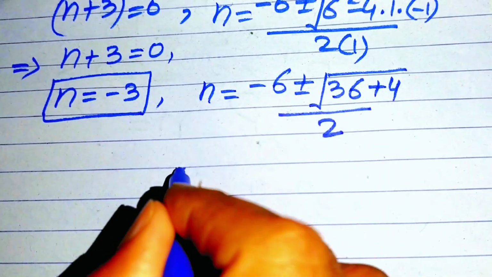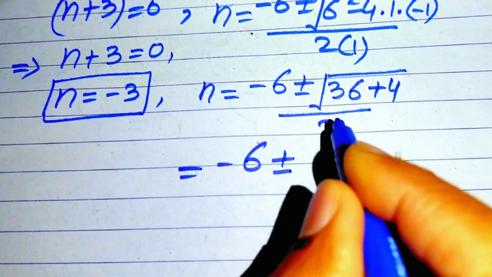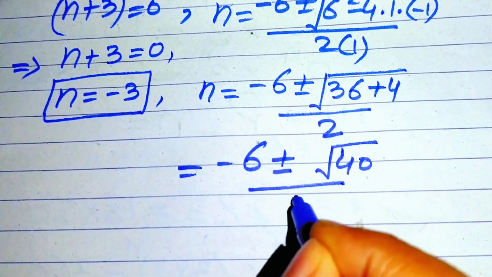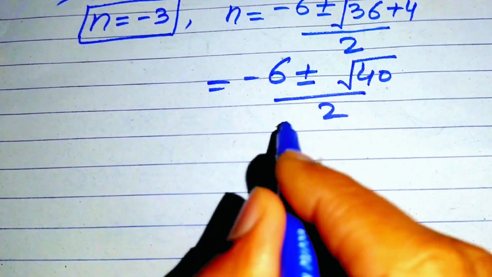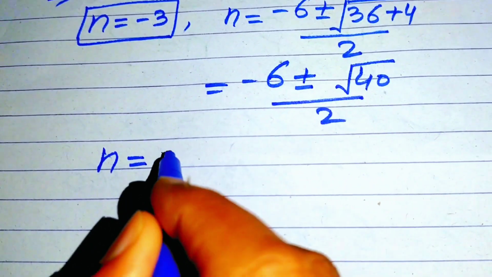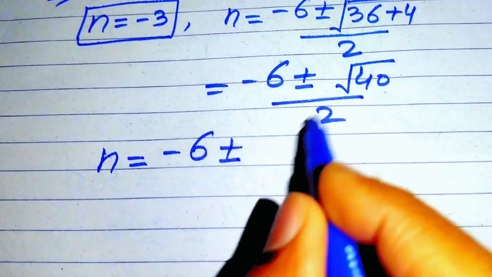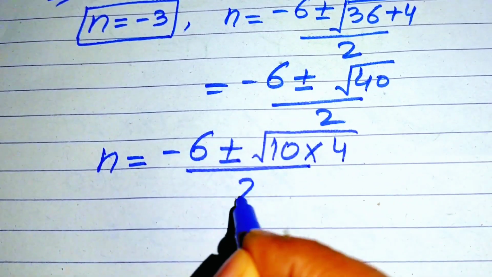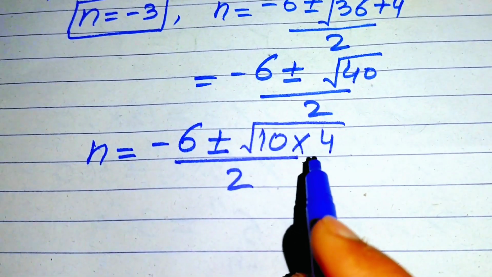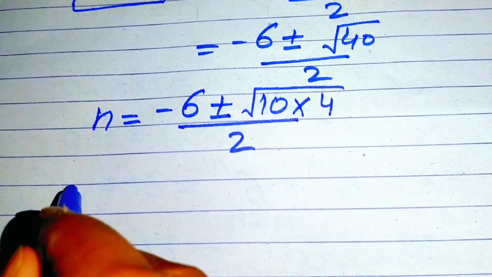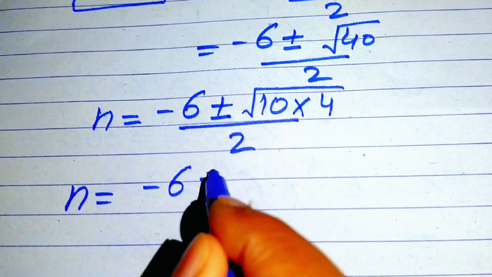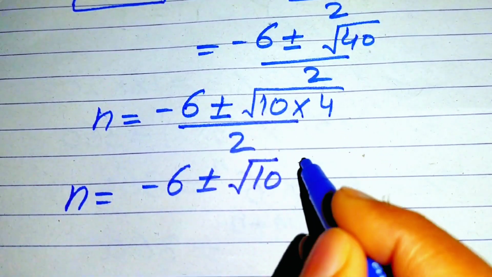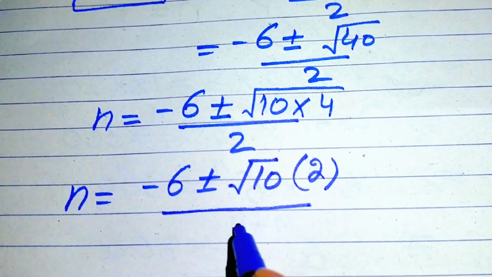And here we have -6 plus minus 36 plus 4 will be equals to 40, and it is divided by 2. And now we can rewrite this equation as n equals to -6 plus minus, we write this 40 as 10 times 4, and it is divided by 2. And you know that the square root of 4 equals to 2, and we obtain n equals to -6 plus minus square root of 10 into the square root of 4 becomes 2, and divided by 2.